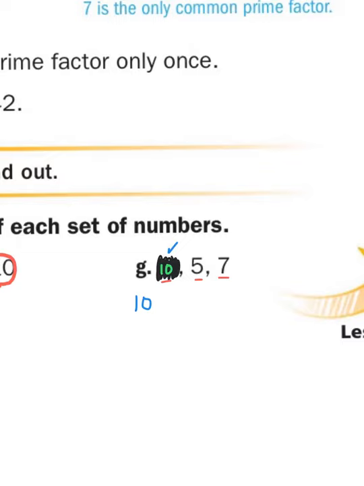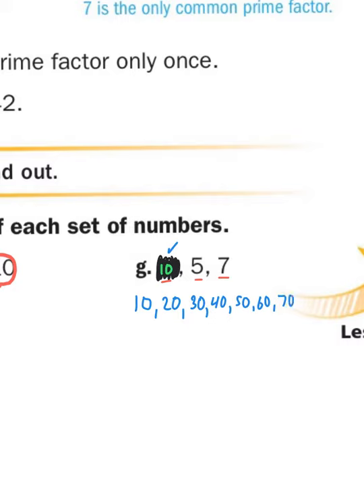So 10. 5 goes into 10, but 7 does not. 20. 5 goes into 20. 7 does not. 7 times nothing is 20. 30. 5 goes into 30. I notice 5 goes into all multiples of 10, by the way. 7 does not go into 30. 40. 5 goes into 40. 7 does not. 50. 5 goes into 50. 7 does not. 60. 5 goes into 60. 7 does not.